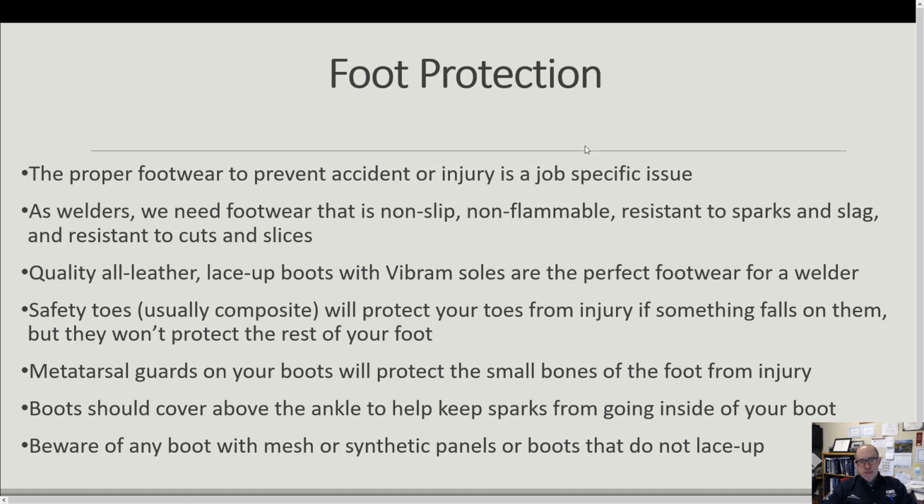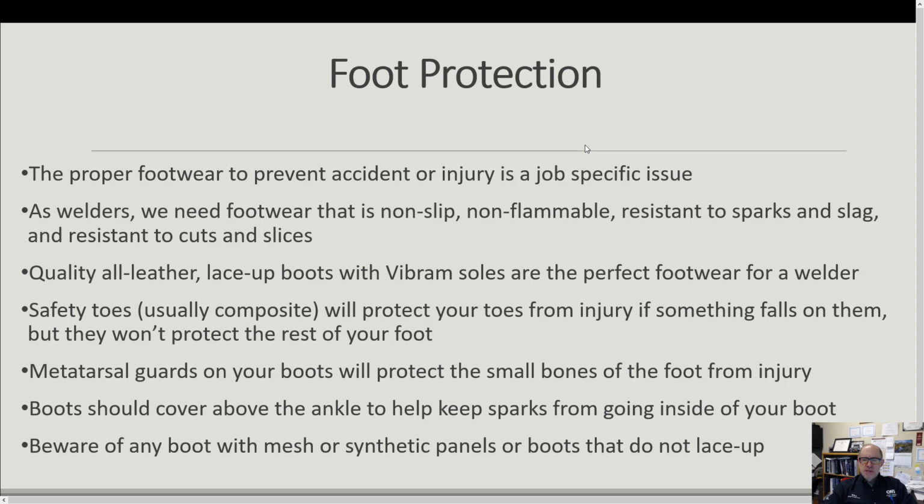Safety toes. Usually they're composites. They used to all be steel toes. Now they're almost all composites. They'll protect your toes from injury if something falls on them, but they won't protect the rest of your foot. Some boots have metatarsal guards, which is a big pad above the toe of your boot. It will protect the small bones in the top of your foot from injury.